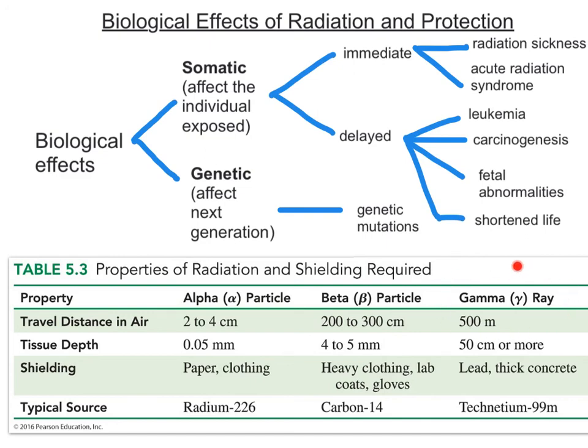Gamma radiation essentially has no mass and no charge and can travel great distances through air and many other material. It penetrates deeply into our bodies and cause much more damage than alpha and beta particles. Dense shielding like lead and thick concrete are needed to stop this type of radiation. Technetium-99 is a common source of gamma radiation.